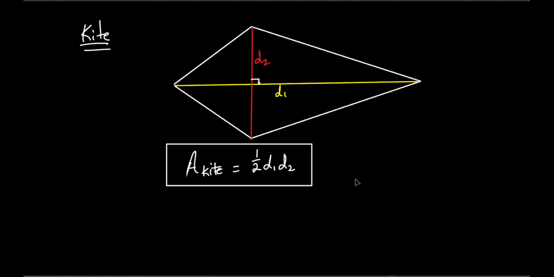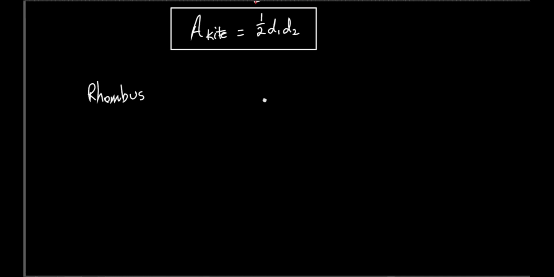Again, the example in the book is really straightforward. It's not that big of a deal. The nice thing about the third one, what do we say the third one is? Rhombus. The nice thing about the area of a rhombus is it's exactly the same as the area of a kite. But let's draw it and see what we have here.